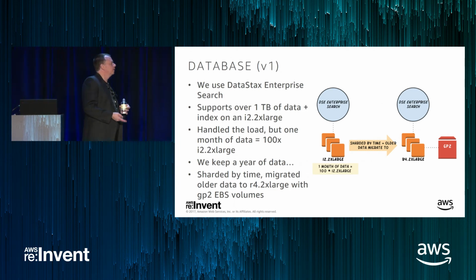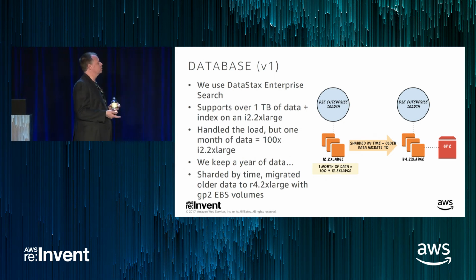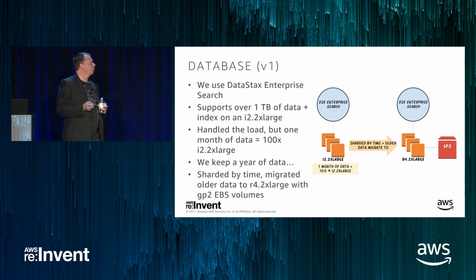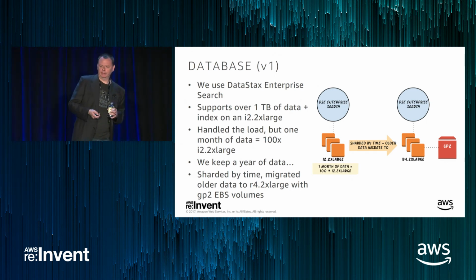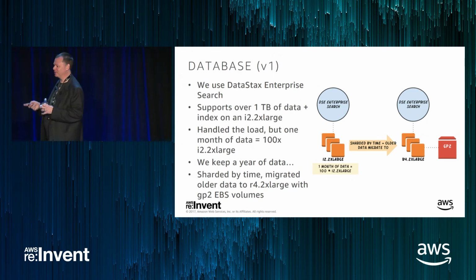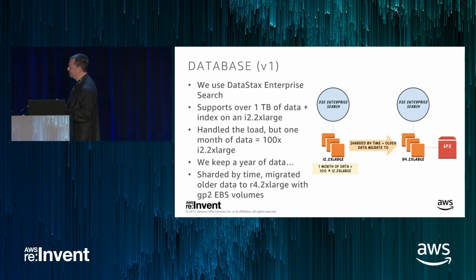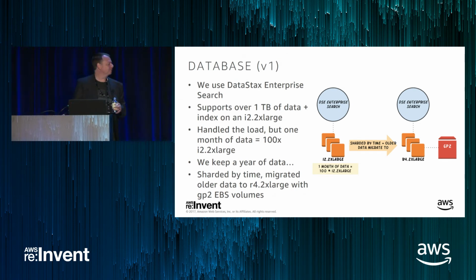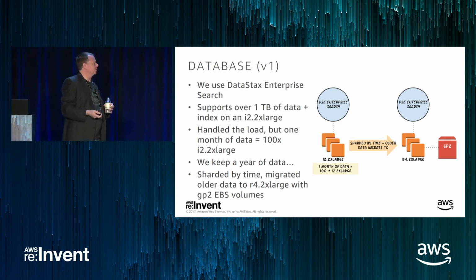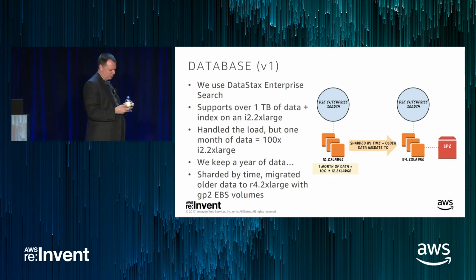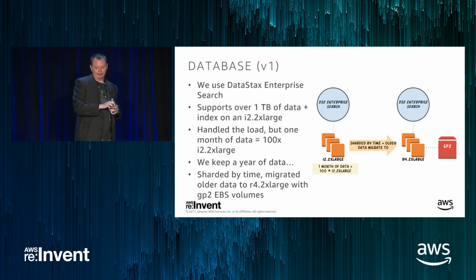So we initially stored it on SSDs, i2.2xlarges, and that was just barely fast enough. It took a ton of tuning, but we got there. The problem is that a month of data, roughly speaking, was about 100 i2.2xlarges, and we keep a year of data. So the first month is fine. 100 i2.2xlarges is pretty expensive, but okay, we've got some big customers, we could deal with this. But by the end of 12 months, we would have 1,200 of those. That wasn't so good. I should also mention we sharded by time.